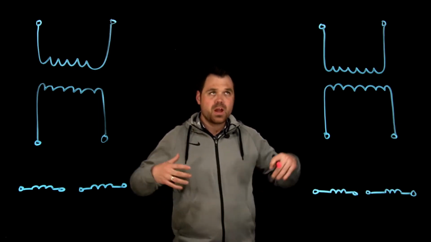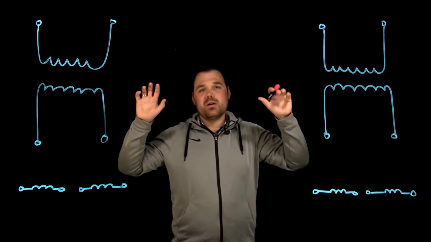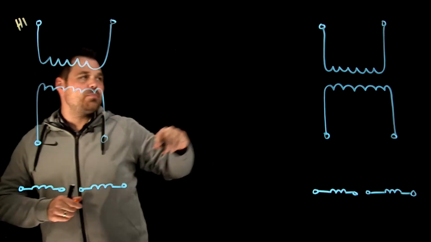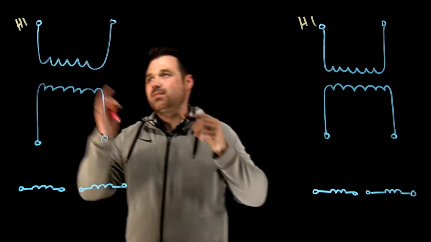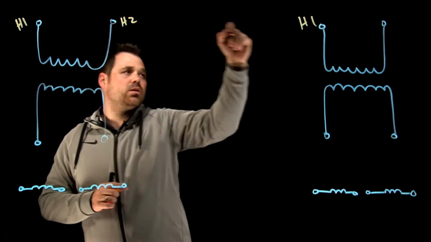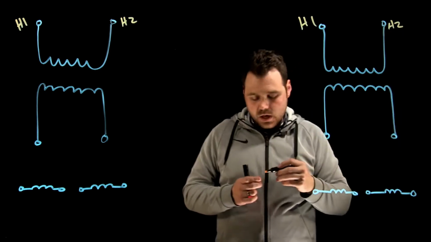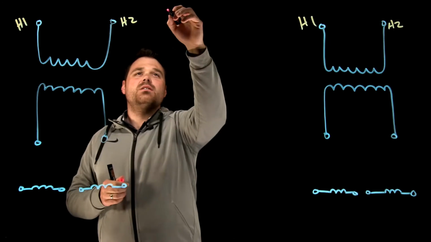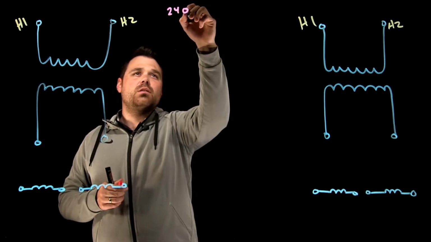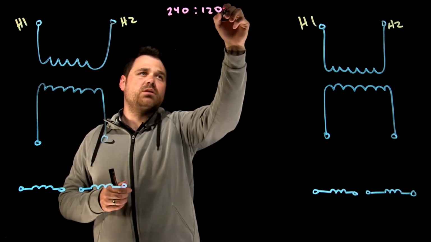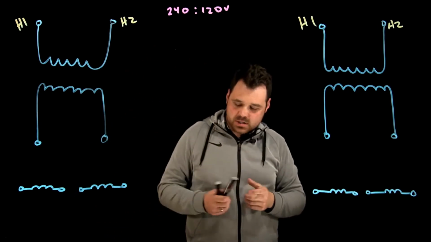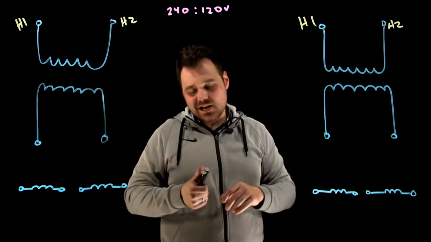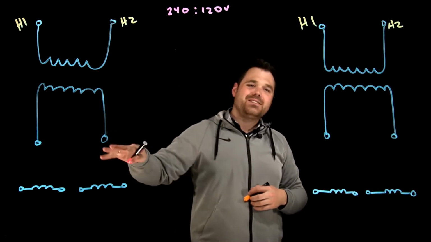So when we're looking at transformers, here we are, we've got our transformers. We know that the H1 label is always going to be in the top left, so that's consistent. On the other side of that is H2. Now we are going to say both of these are 240 to 120 volt step down transformers, and that's going to put our H as our primary, X is our secondary. Let's start with additive over here.